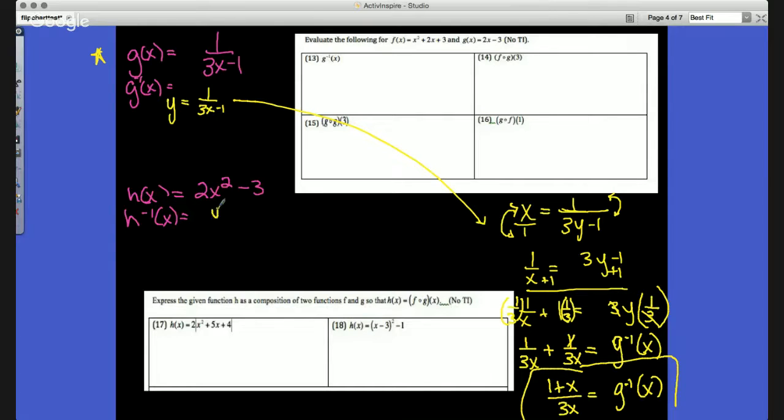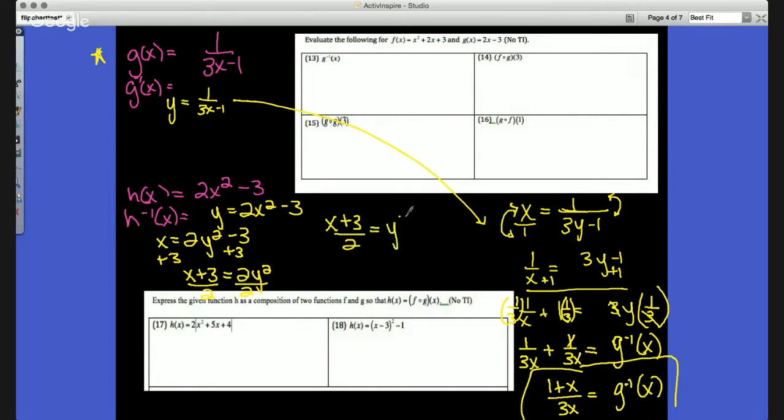Now within this one, again, y equals 2x squared minus 3. We switch x and y. This one's, I think, a little easier, but I don't know. Again, don't divide by 2 here because we want to get rid of that 3. Our goal is to get that y by itself. So we have x plus 3 equals 2y squared. Divide by 2, divide by 2. x plus 3 over 2 equals y squared. Okay, we like to square root both sides, to where now I get the square root of x plus 3 over 2 equals h inverse, okay?